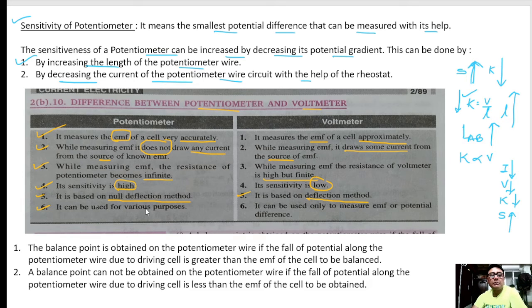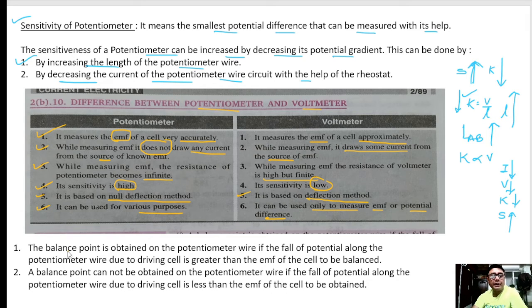Sixth, it can be used for various purposes. The voltmeter can be used only to measure EMF or potential difference. Mind it, the potentiometer can be used for many other things, but the voltmeter is used only for measuring the potential or EMF.